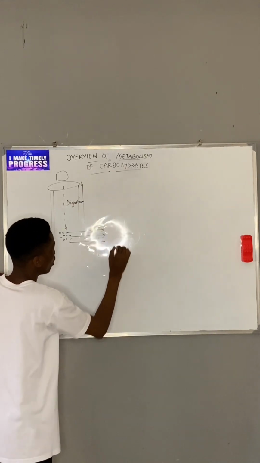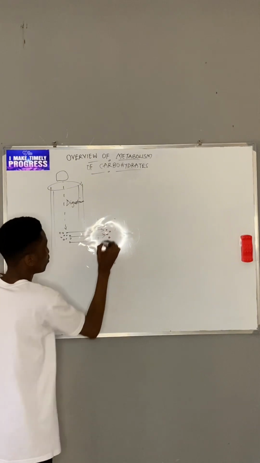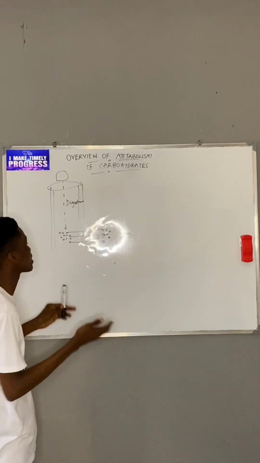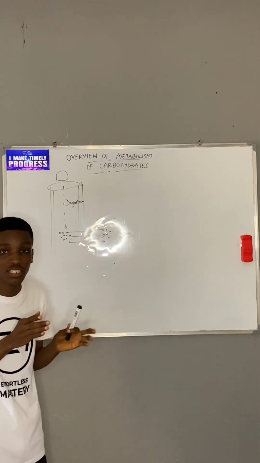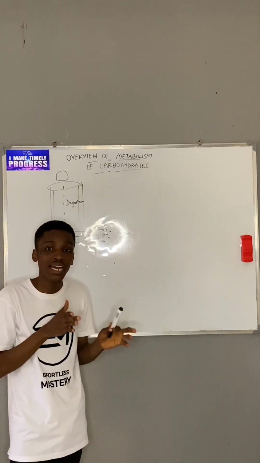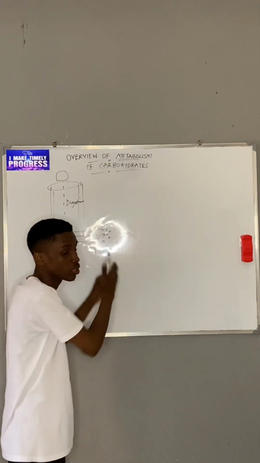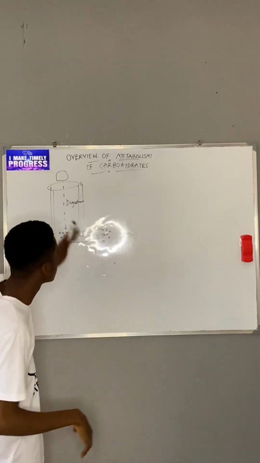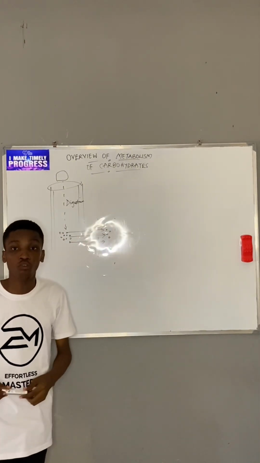After digestion has happened, these food substances are absorbed into the blood. We now have the blood vessels outside. So what's absorption? It is just the transportation of digested food substances or nutrients from the GI tract to the blood. After absorption has happened, we are done with the first phase of metabolism.